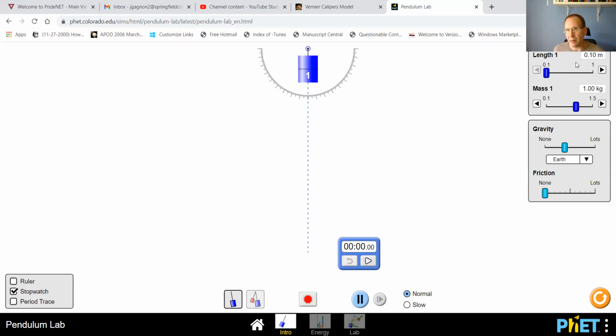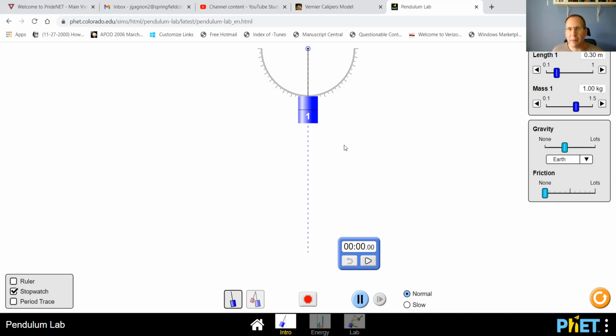So this is in meters, but we know that there's 100 centimeters in 1 meter. So if I want 10 centimeters, it's going to be 0.1 meters, right? If I want 20, it's 0.2 meters. If I want 30, it's 0.3 meters, and so on. So let me just start with one of these lengths. Let's say 30 centimeters, so 0.3 meters.